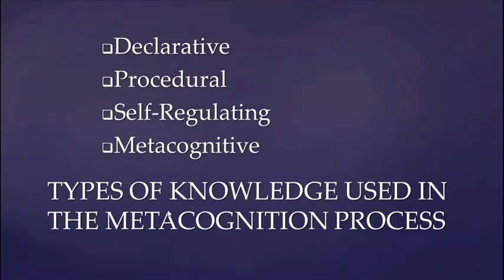Next, metacognitive. Of course, you know this one. So metacognitive knowledge is the general knowledge about human beings' learning and processing information, as well as individual knowledge of one's own learning processes. So lahat ng tatlong to, the big umbrella is the metacognitive knowledge. Okay? So those are the different types of knowledge used in metacognition process.